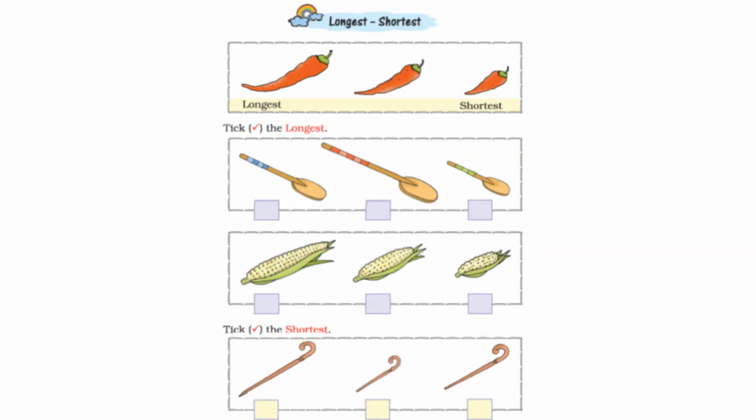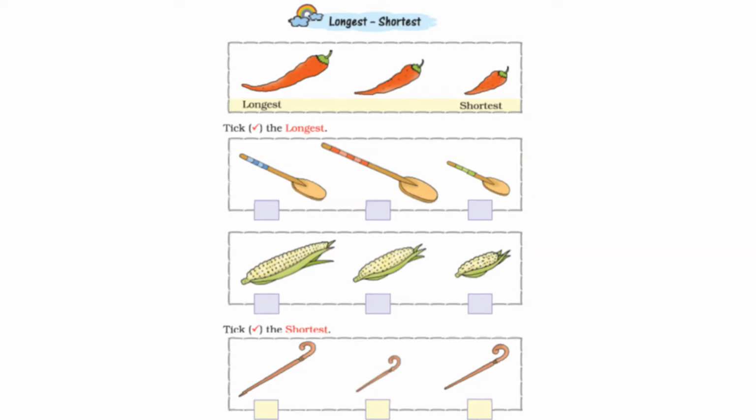we are comparing more than two things at a time. So there are more than two chilies. Three chilies are there. So which is longest? The longest is सबसे बड़ी. तीनों में से सबसे बड़ी चिली कौन सी है? The left one is longest.